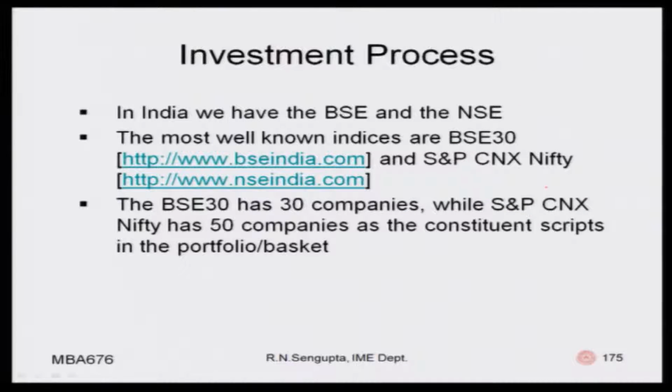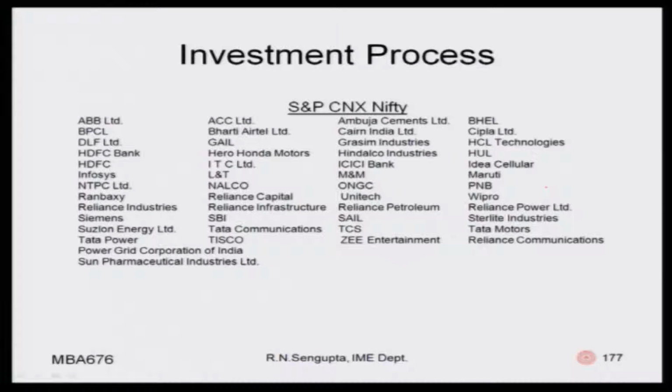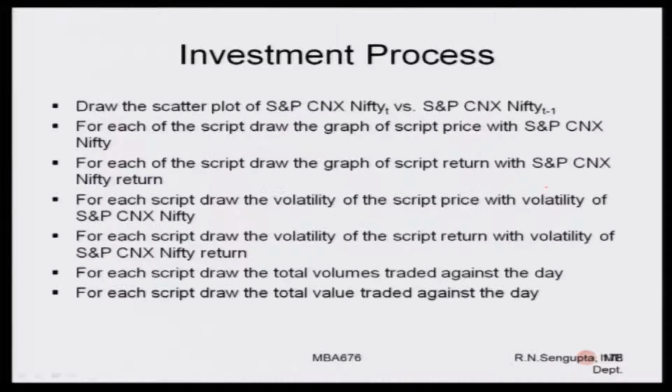In India we have BSE and NSE. The most well known indices are the BSE 30, which has 30 companies, while NSE has 50 companies, depending on how the structure is formulated. As on 2009, this is just a snapshot. We had companies starting from ACC in the BSE 30, ICC to Wipro. Similarly, for the S&P's Nifty, you had stocks starting from ABB to Reliance Communication.